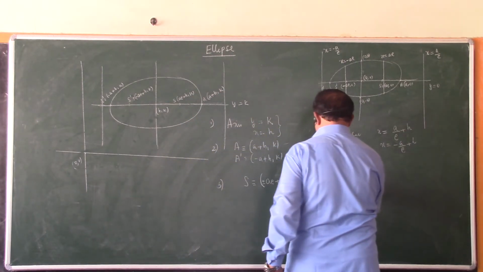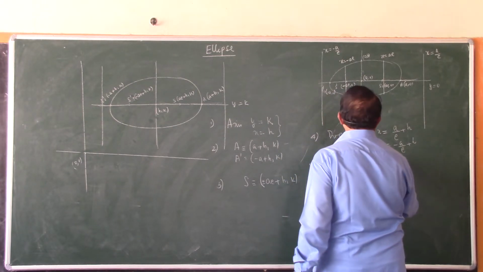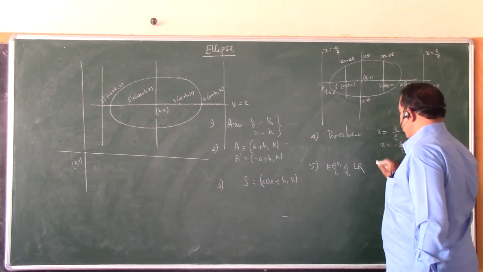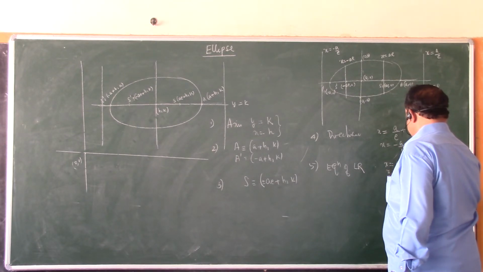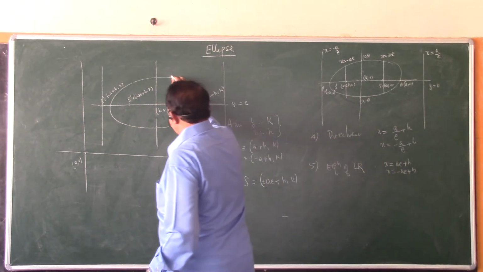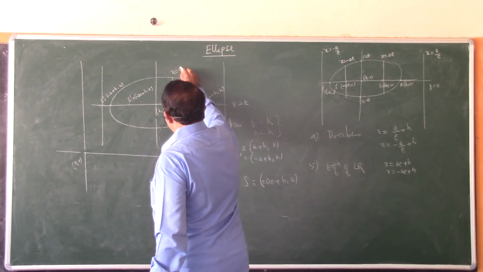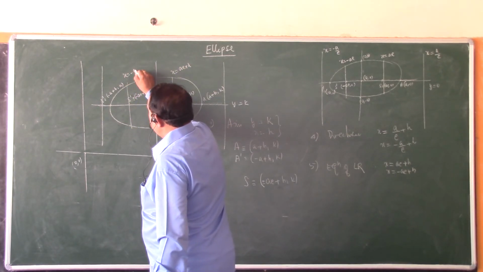Next, equation of LR. Here the equation is x = ae. So this will become x = ae + h and x = -ae + h. So these are the two latus recta. One is x = ae + h and the other is x = -ae + h.